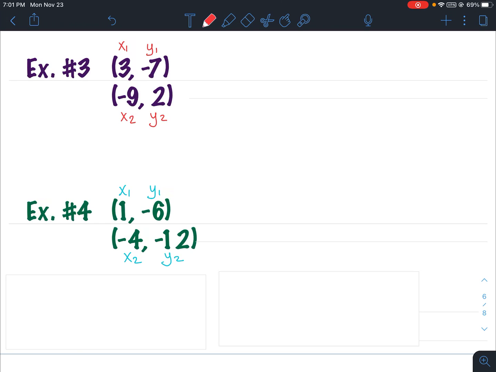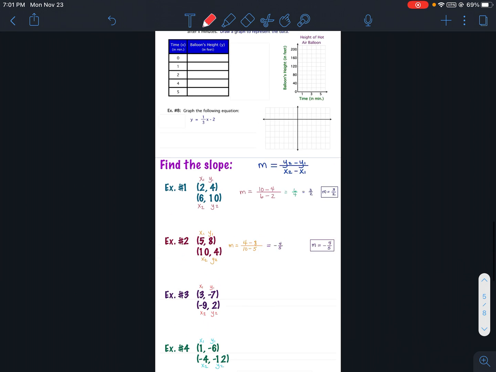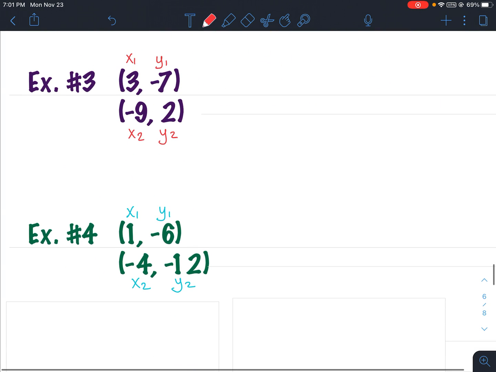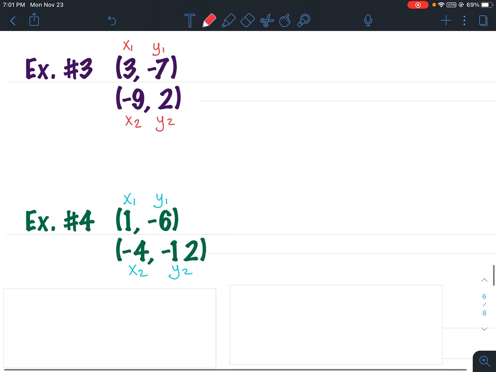Proportional relationships, lesson 6 notes. Finding the slope continued. Again, we're on the very last page of the notes where it was blank and you wrote down some examples for finding the slope. And I'm now on example number 3. Again, this is the very last page of the notes. If I scroll back, that's the very last page. We're on example 3.